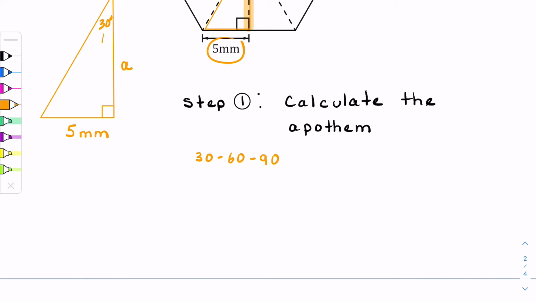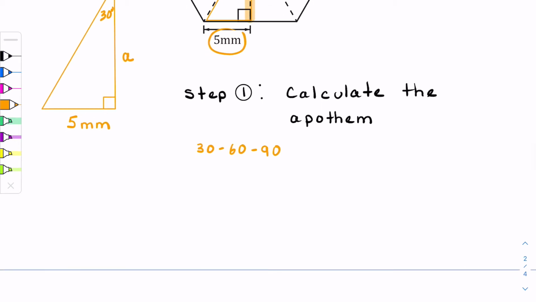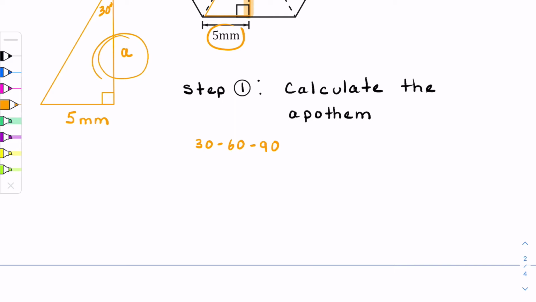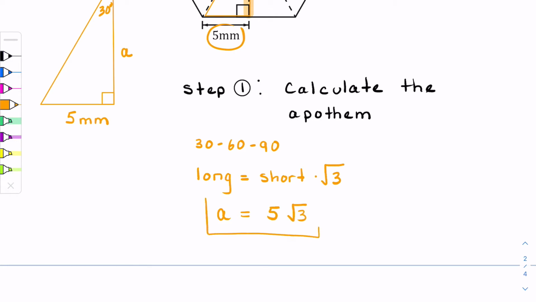I see that I have the short side labeled as 5 millimeters, so I am going to work off of that. I'm going to work off of the fact that the short side is 5 millimeters and I need the length of A, which is the long side. So the long leg in a 30, 60, 90 is equivalent to the short side times the square root of 3. Substitute in my values. A is equal to 5 times the square root of 3. And this is the length of my apothem.